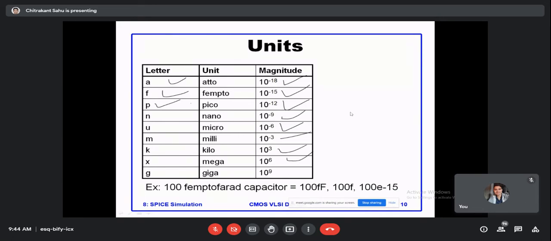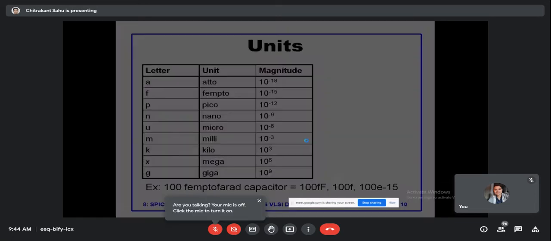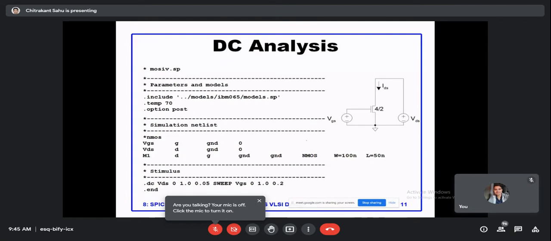Kilo, mega. Because spice code is not case sensitive, whether you write small k or capital K, they have the same meaning. That is why, since milli is M, we cannot define mega also as M. So it should be a different keyword, that is called X. G is for giga. Okay, so these are the units correlated with the components when defining the values of R and C.